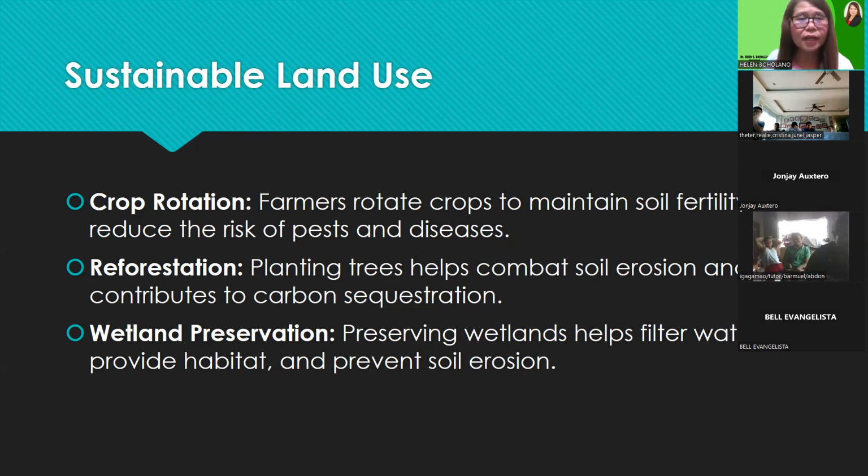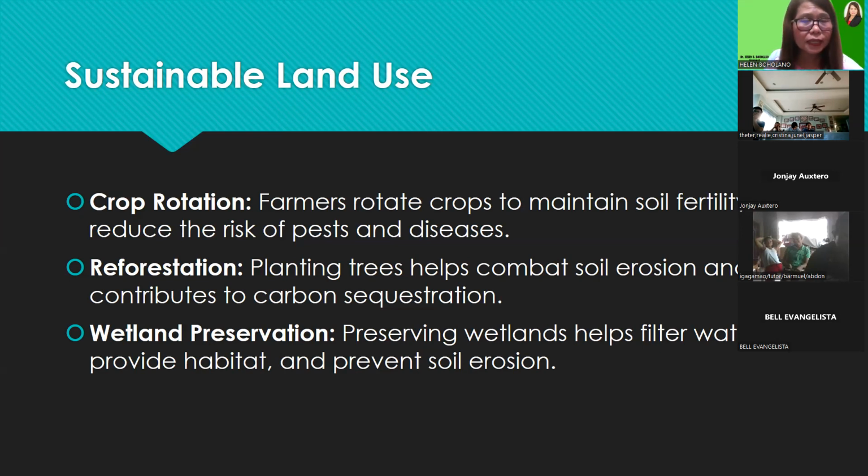To reiterate what I mentioned a while ago, if you have land which is not utilized at this time and is elevated, you can plant trees. Be careful in choosing which trees to plant, and consult the forestry people and the Department of Environment and Natural Resources. Then wetland preservation. Preserving wetlands helps filter water, provide habitat, and prevent soil erosion.